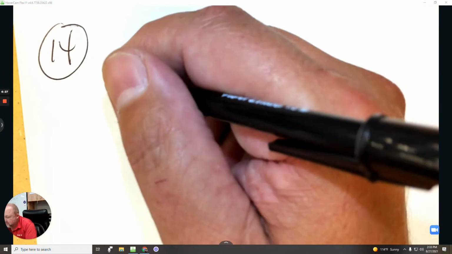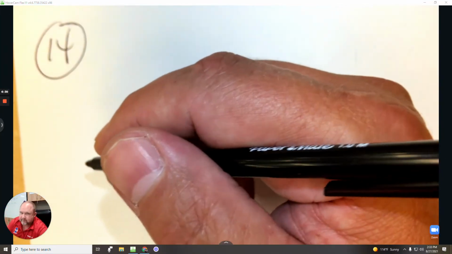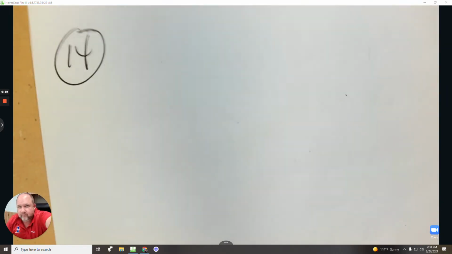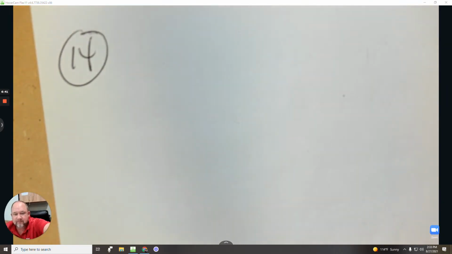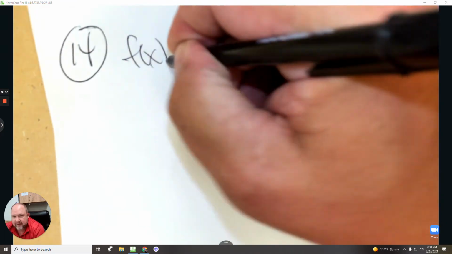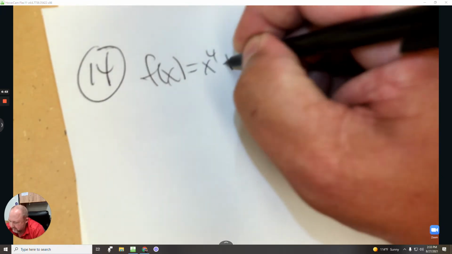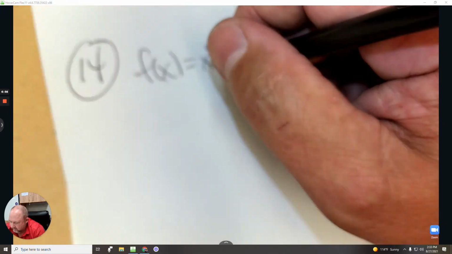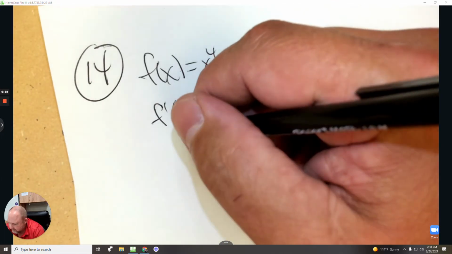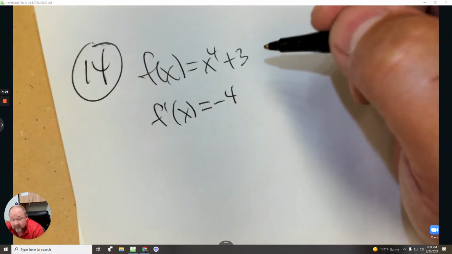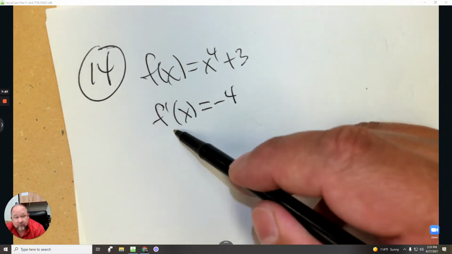In number 14, find a point. Sometimes I think my camera kind of goes away from me, but here, I'll do it this way. All right. Find a point. So the function is f of x equals x to the fourth plus 3. And it says the slope, so the derivative, is equal to negative 4. So the slope is negative 4 of the tangent line, so the derivative is negative 4.